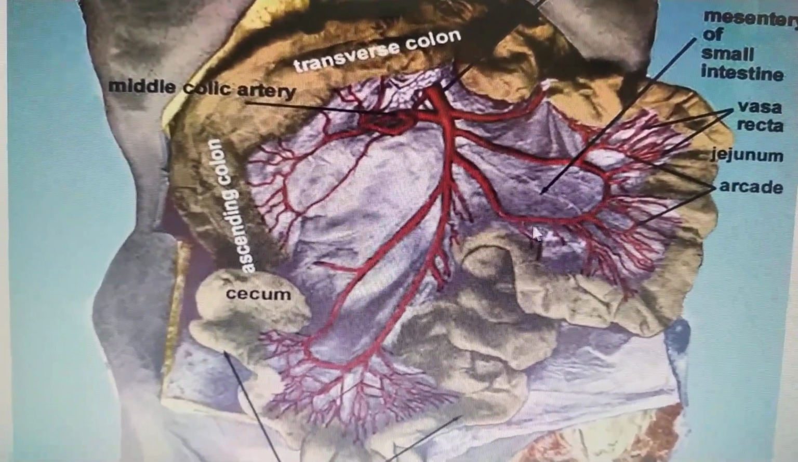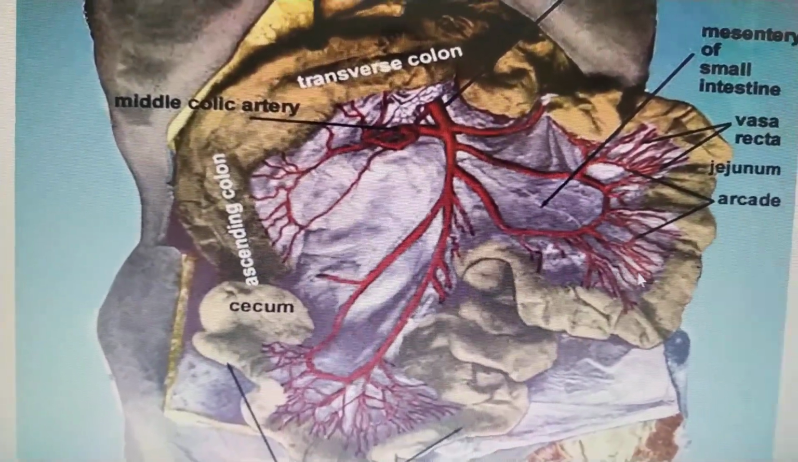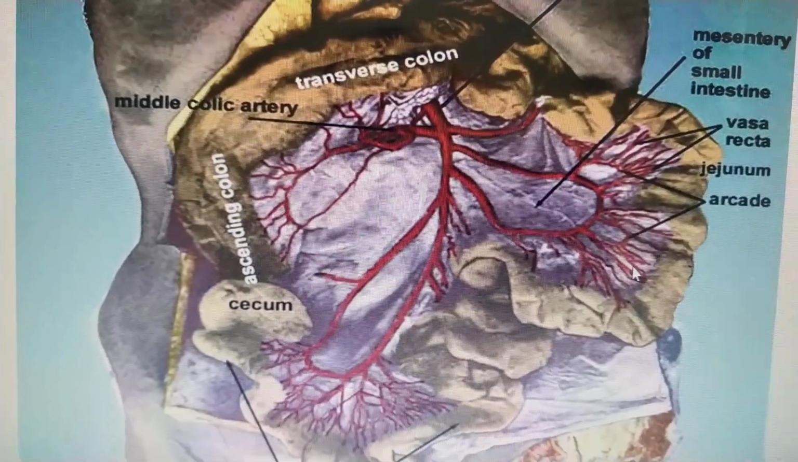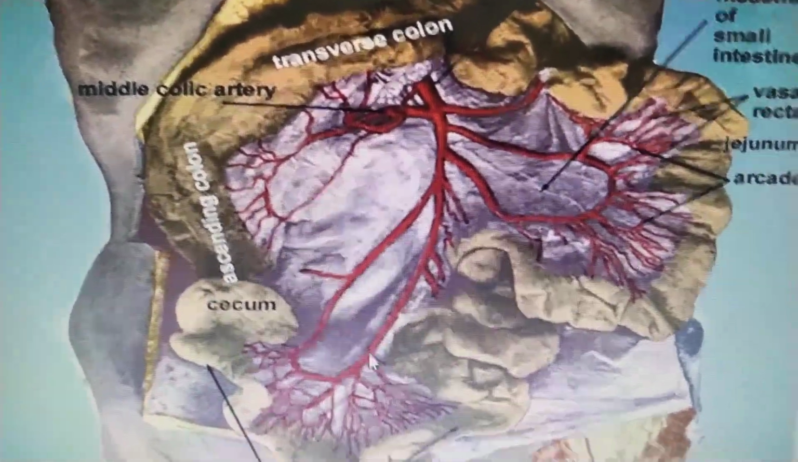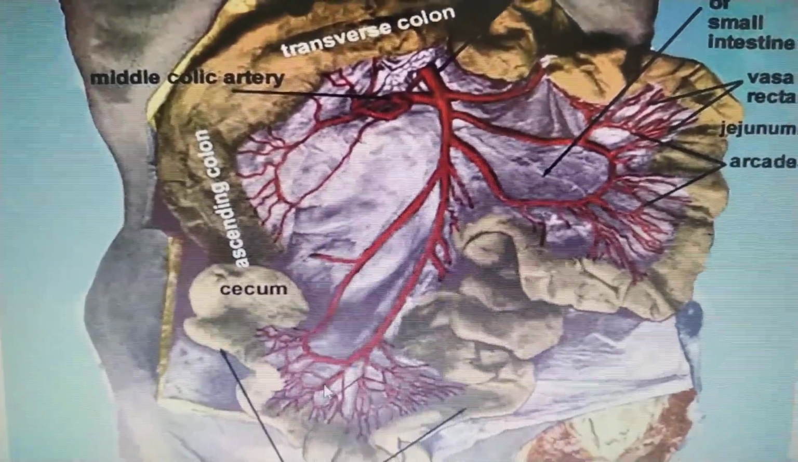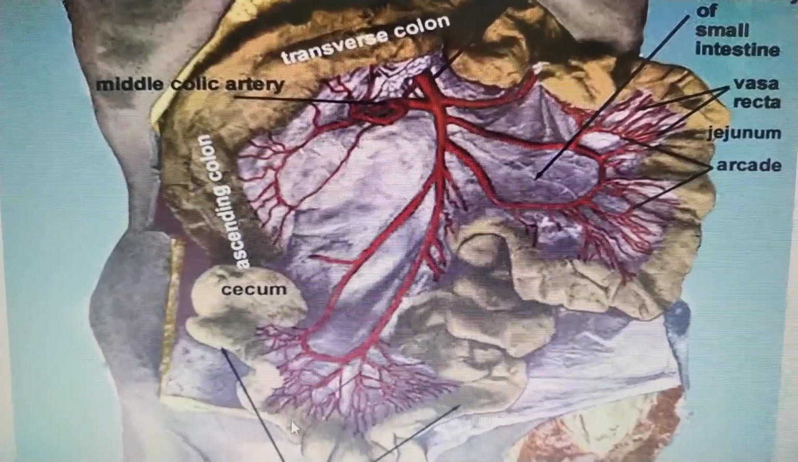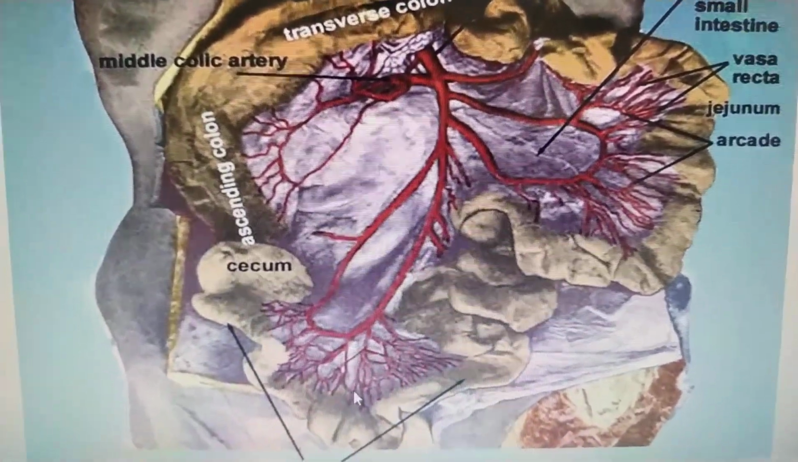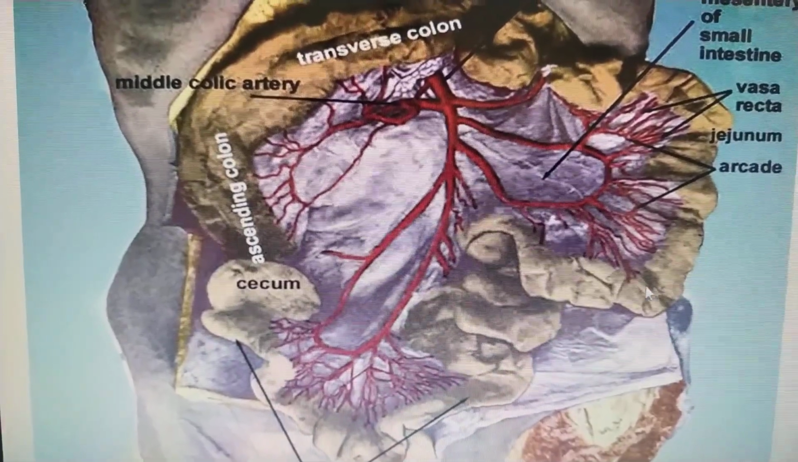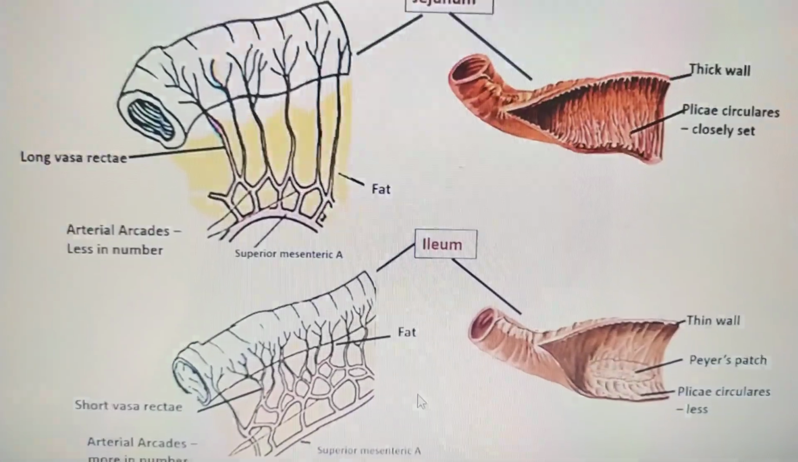In the jejunum, one or two arterial arcades are present, and the vasa recta are longer and less in number. In the ileum, three to six arterial arcades are present, and the vasa recta are shorter and more in number. These vasa recta supply the small intestine in an alternate manner.